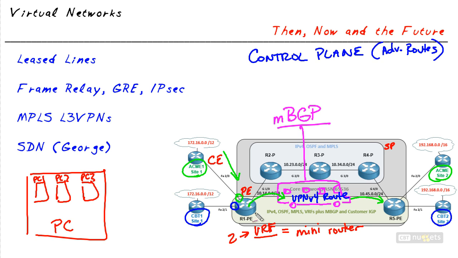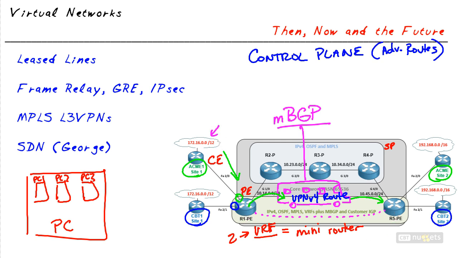And so what happens is R1 and R5, the two PEs inside of our service provider network, are going to have a BGP neighborship, an internal BGP neighborship supporting multiple protocols, including VPN v4 routes. And that's how R1 gets all of that detail about this customer's route over to R5.